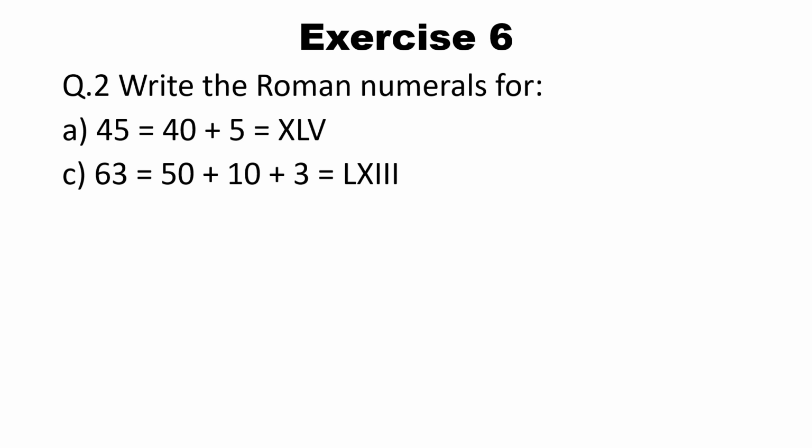Exercise 6. Question number 2. Write the Roman numerals for 45. Now we need to write the Roman numerals when the Hindu Arabic is given to us. It's 45. It means 40 plus 5. How can we get 40? When we subtract 10 from 50. X means 10 and L means 50. When we write the lower value just to the left of the higher value, it means subtraction. So 40 means XL and 5 means V.